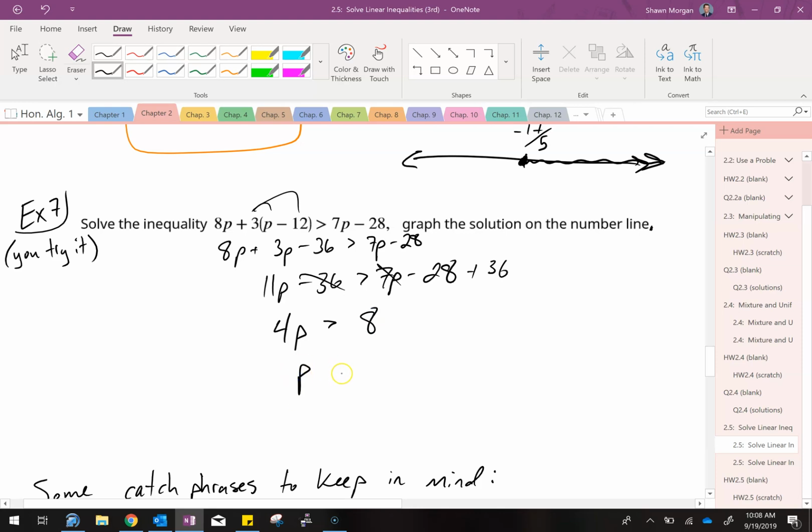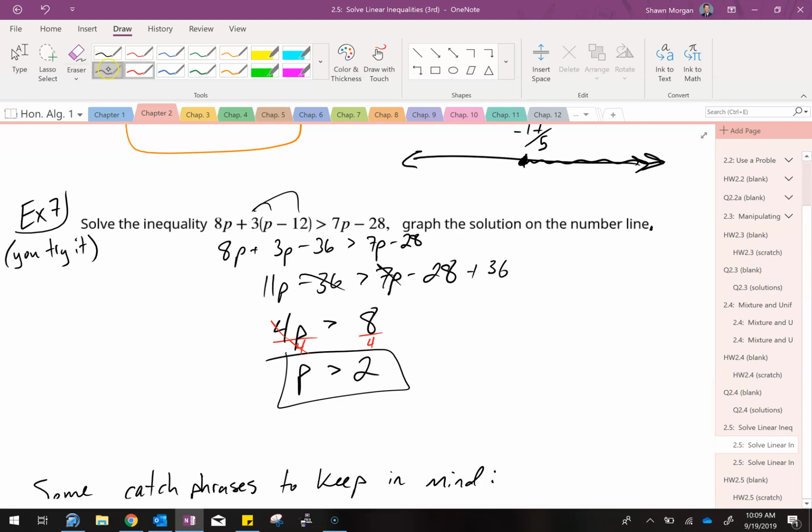Do I have to reverse the direction? I don't. Jonathan, why not? Why don't I have to reverse the direction of that inequality? Because it's not negative. Correct. Very good. When we were dividing, like that inverse operation, divide both sides by 4 to undo the multiply by 4, we're dividing by positive 4. And so, in essence, we just leave it as is.